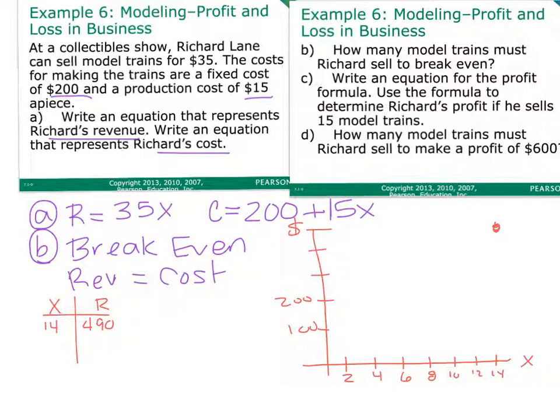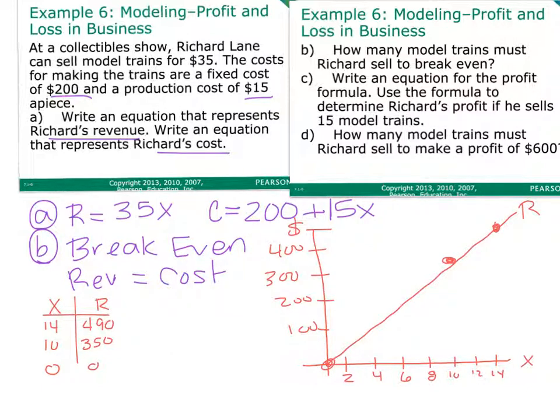Let's do like 10. If he made 10 trains, that would be 35 times 10. That'd be 350, or $350. So that's going to be right around here. Obviously, if he made no trains at all, that'd be 35 times 0. And so this is his revenue graph.